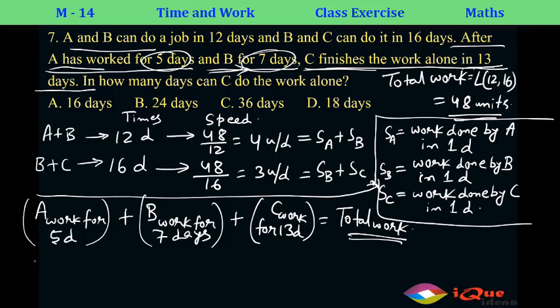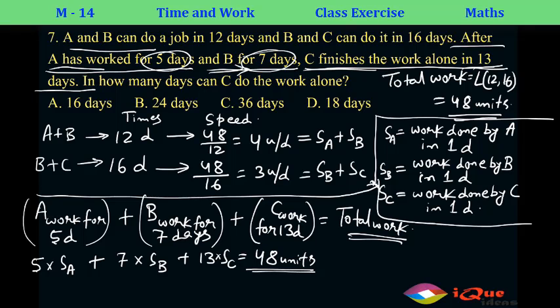So A's work for 5 days will be 5 times SA, plus B's work for 7 days is 7 times SB, plus C's work for 13 days is 13 times SC, and that is equal to the total work, which is 48 units. Right? Now this is a tricky situation. Now this is a pure algebraic situation. What we do is, we have 5 times the speed of A and 7 times the speed of B. But we don't have individual values of the speed of A and the speed of B. But we have the combined speed of A and B, that is SA plus SB.